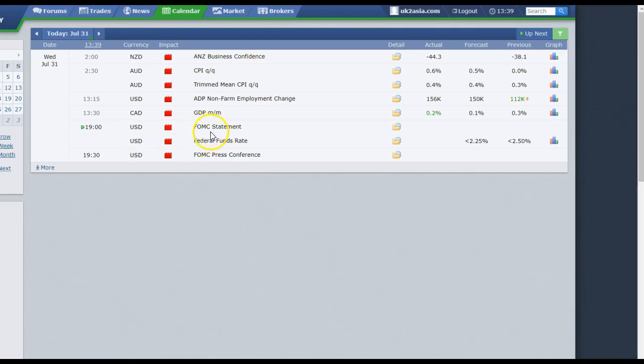We've got the FOMC statement on the US dollar, federal funds rate, and then at 7:30 we've got the FOMC press conference. Could be a big mover, these three news events. So I'll be back to watch those, and I'll definitely be trading those. I'm still holding that Australian dollar, Japanese yen trade from this morning. Let me quickly flick over to the charts and I'll show you the trades that I had this morning.